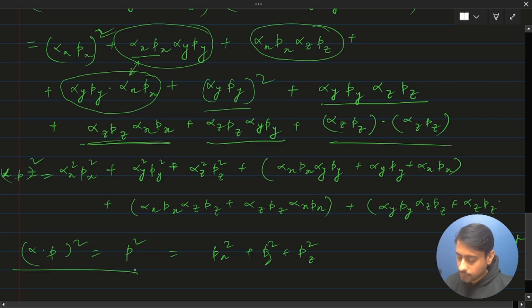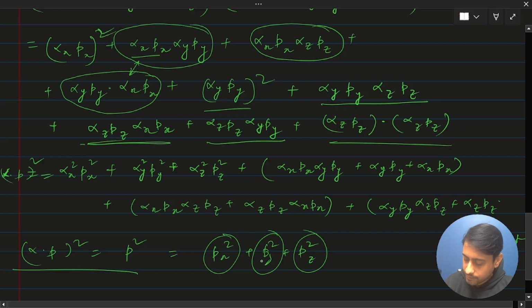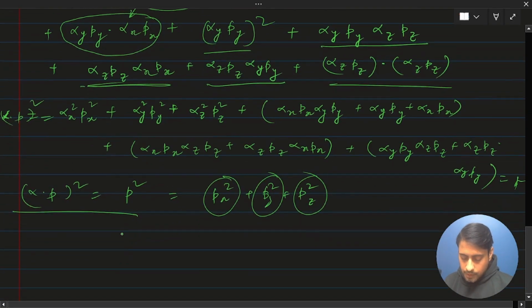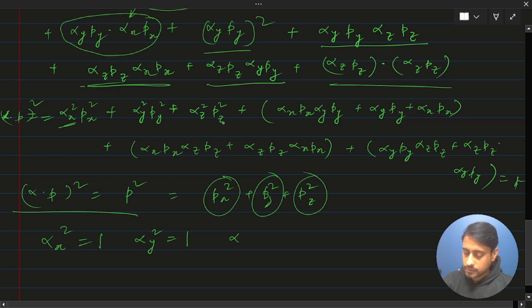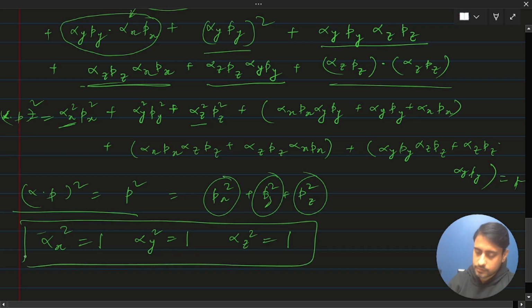So now we can compare the coefficients of px square, py square and pz square. If we compare, we get that alpha x square equals 1, alpha y square also 1, and alpha z square is also 1. So this is the relation we needed for the three-dimensional case.